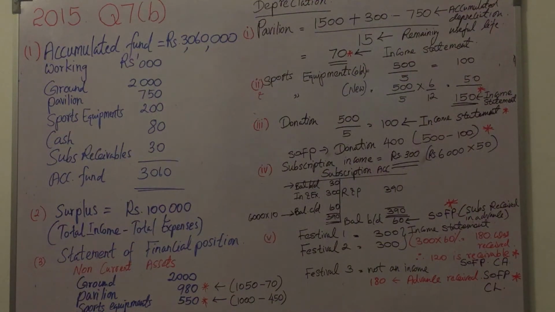Hi everyone, in this video I'm going to explain how to find the answer for question number 7 part B of the 2015 A-level accounting paper. In the requirement section there are three requirements: accumulated fund as at 1st of April 2014, income statement for the year ending 31st March 2015, and the statement of financial position as at 31st March 2015.